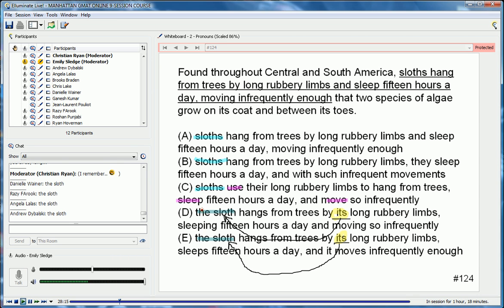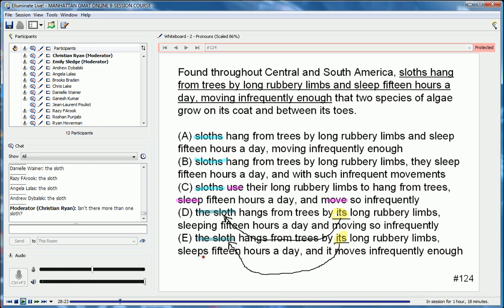So how about the sloth? Can anybody give a reason why you picked the singular version of it? Ganesh, you want to grab that? I picked the sloth because at the end of the sentence it says its coat and its toes, and its refers to a singular noun, I think. Yeah, you're absolutely right.